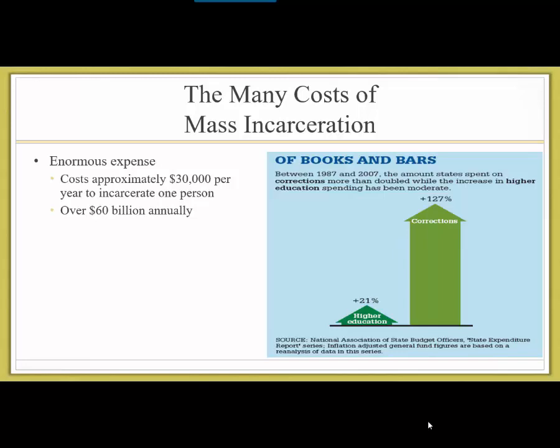Our mass incarceration system costs approximately $30,000 per year to incarcerate one person. This results in over $60 billion annually. For a lot of states, although they have not spent as much money increasing the funding towards education, both lower and higher education, the increasing amounts of money that they have spent on corrections has been quadruple what they've spent on education.